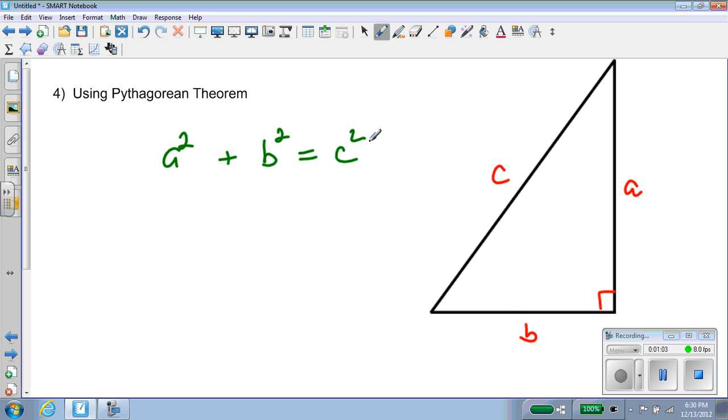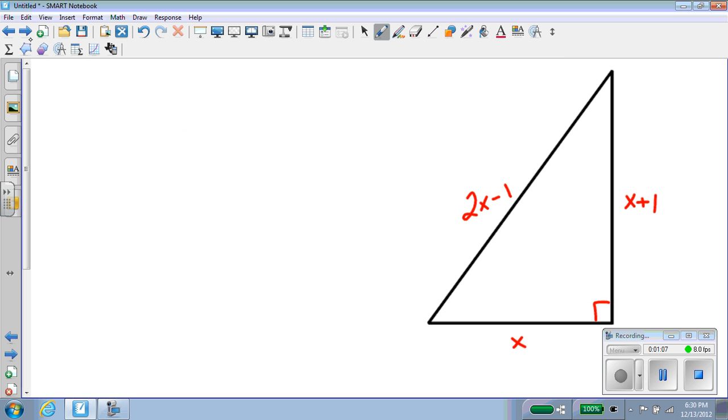So what we're going to do is look at an algebraic right triangle. So here are our legs. One of the legs is x plus 1 squared. The other leg is x. And the hypotenuse is 2x minus 1. So if we take each of the legs, square them, and then add them, it equals the hypotenuse squared.